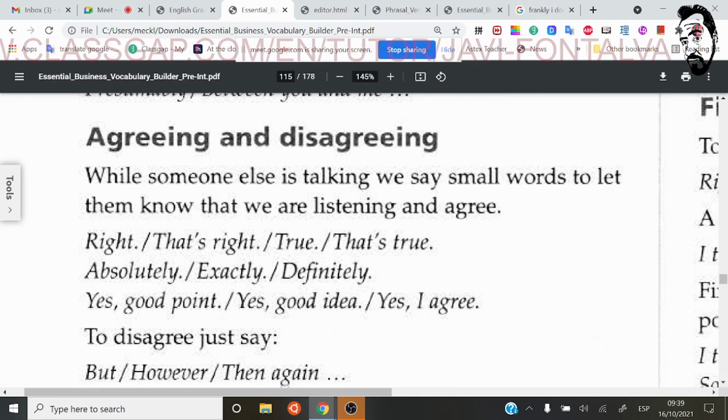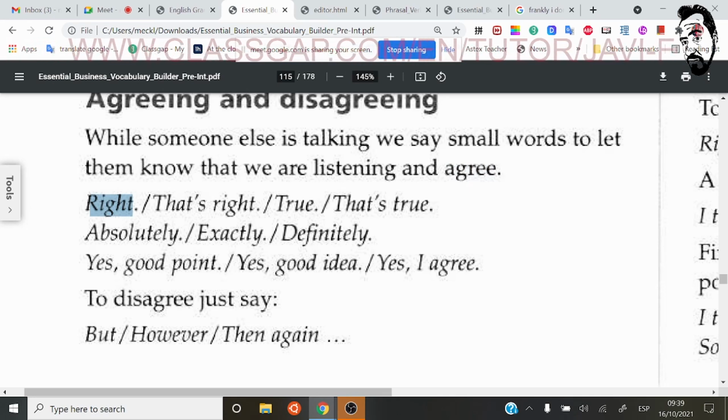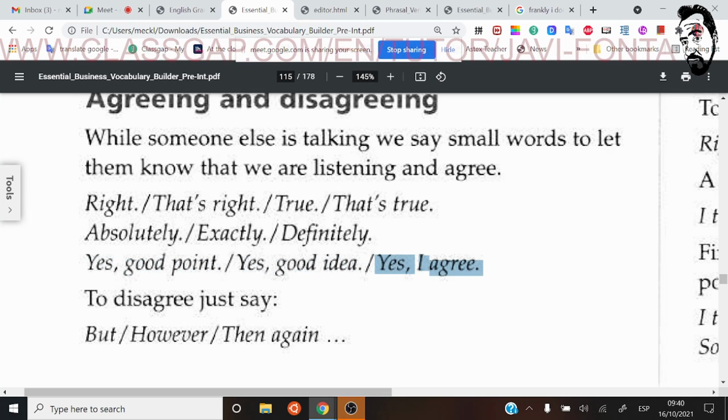Okay, sometimes you want to agree or you want to disagree. Okay, so we're going to talk about expressions of agreement. So you want to agree, you want to say, I understand what you say, and my opinion is the same as yours. So you can say, right, or that's right, true, that's true, absolutely. Eso significa, sí, estoy de acuerdo contigo. Exactly, definitely. Yes, good point. Estoy de acuerdo. Buen argumento. Good idea. Yes, I agree.